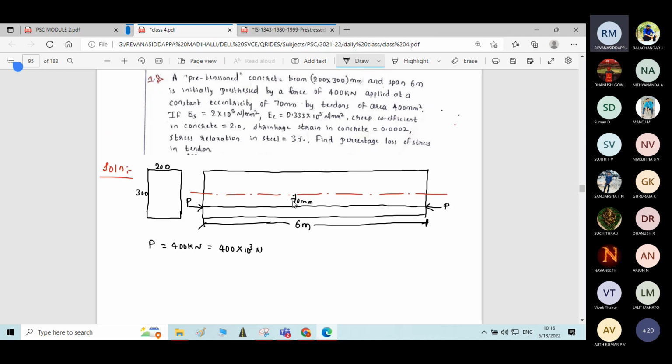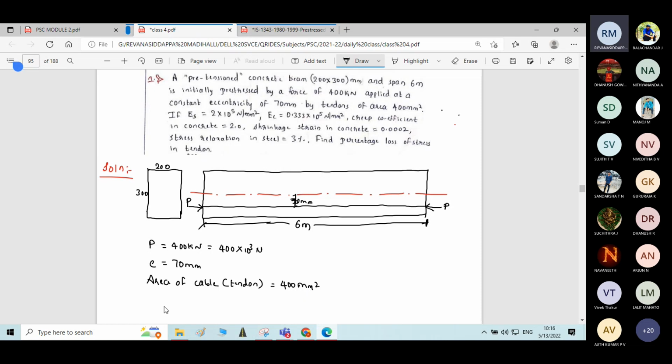Write the diagram for the same. It is applied at a constant eccentricity of 70 mm by tendons of area 400 mm square. Eccentricity e is given as 70 mm. Then the area of the cable or area of the tendon is given. How much is it given? It is given as 400 mm square.